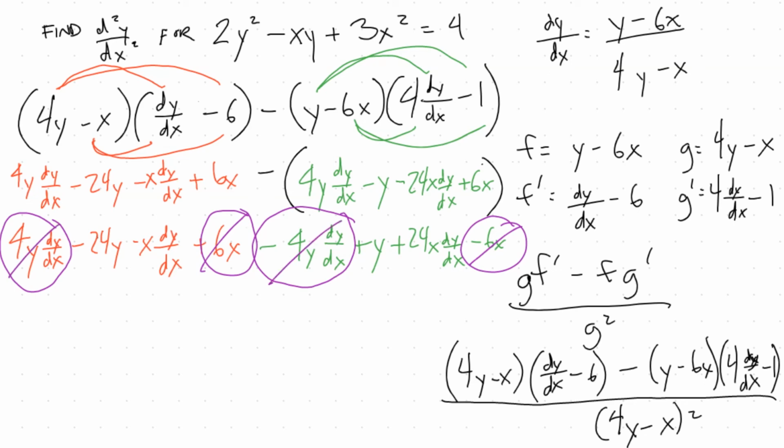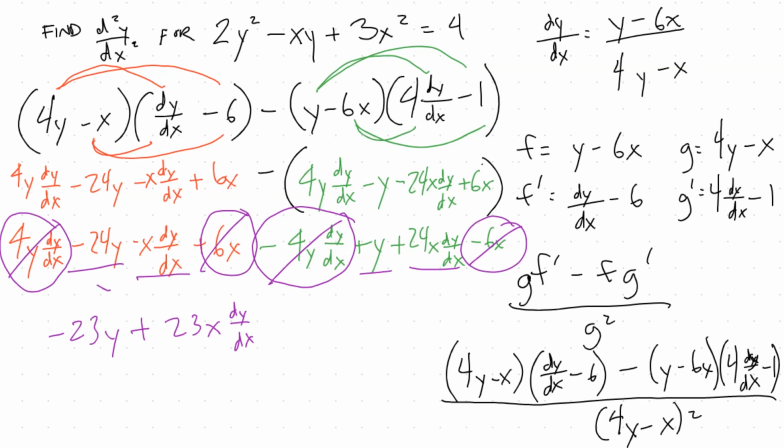I have a, let's see, it looks like there's a y right here, and I have a minus 24y, so that can combine and give us negative 23y. And I have a negative x dy dx, and I have a positive 24x dy dx. So this and this can combine and give me a plus 23x dy dx.